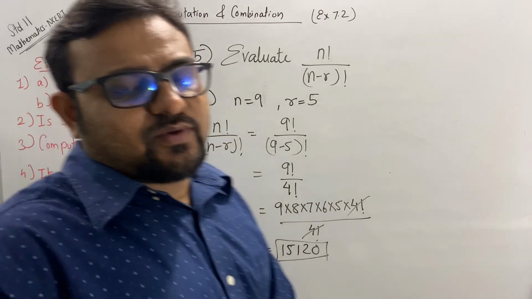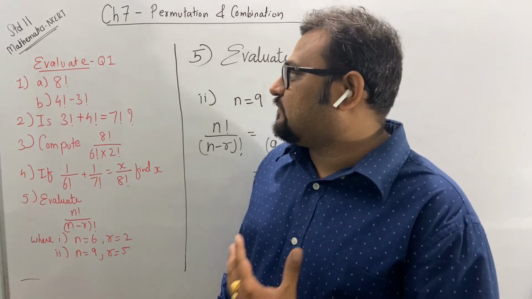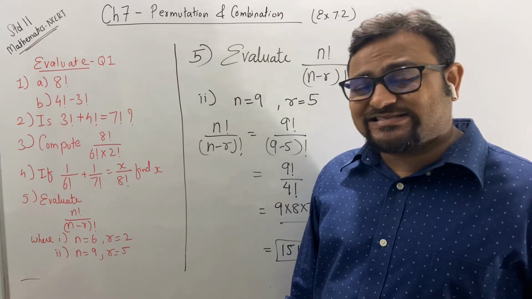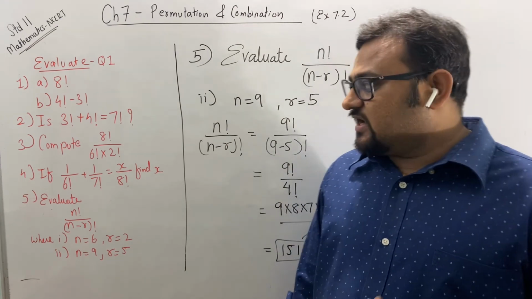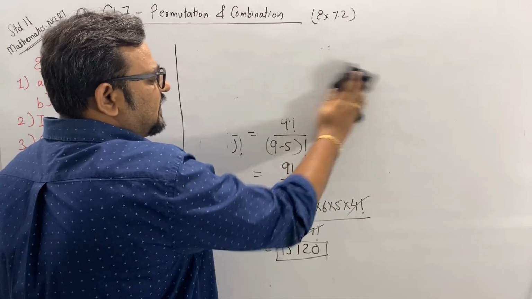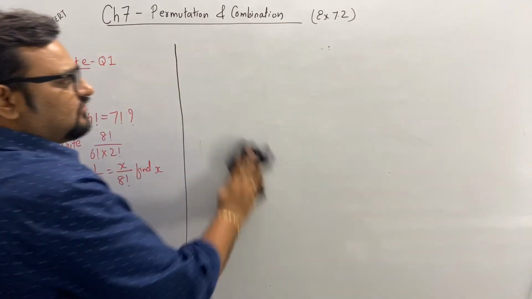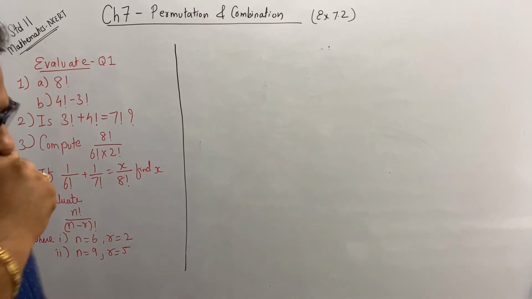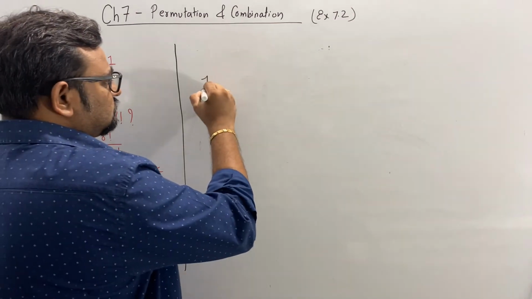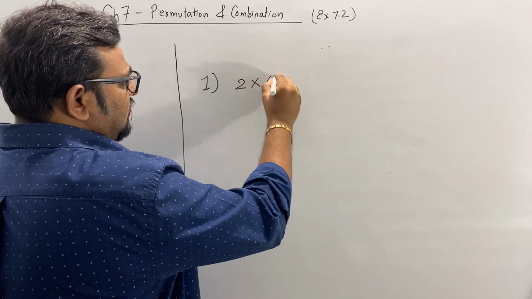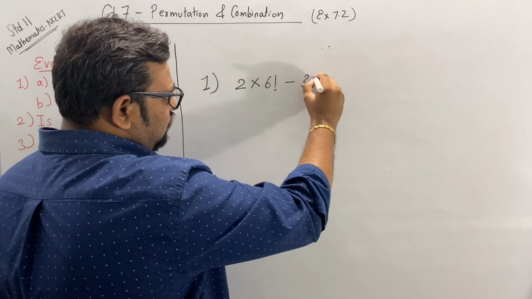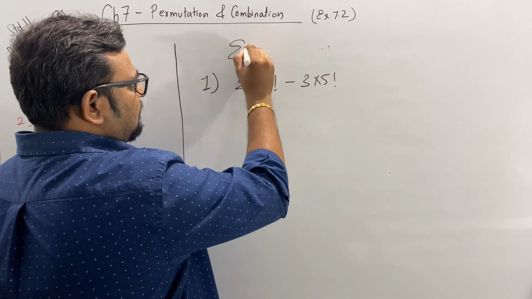Okay, so here we complete exercise 7.2. We have completed 7.2, the NCERT textual exercise. Now I am giving you a few extra questions, not more, one or two, that you have to solve by yourself. Try on your own. The first I am giving you: 2 into 6 factorial minus 3 into 5 factorial.